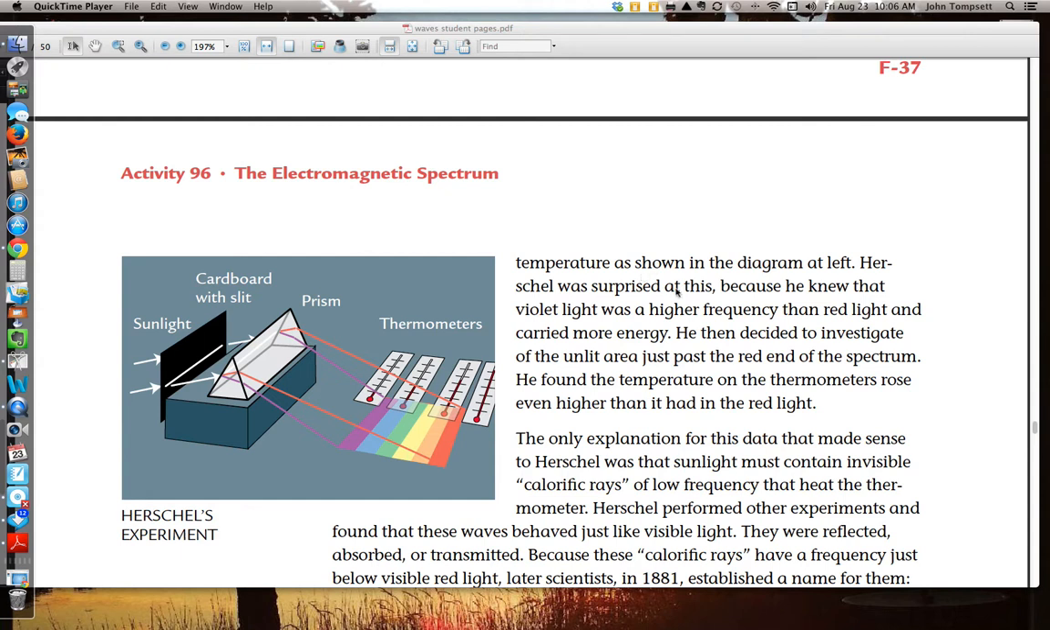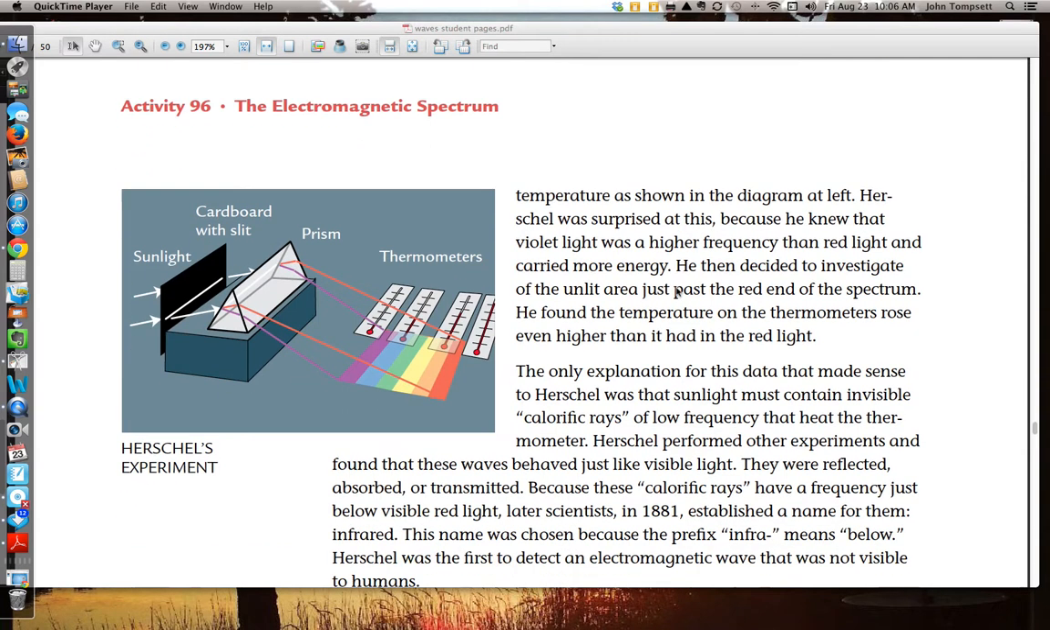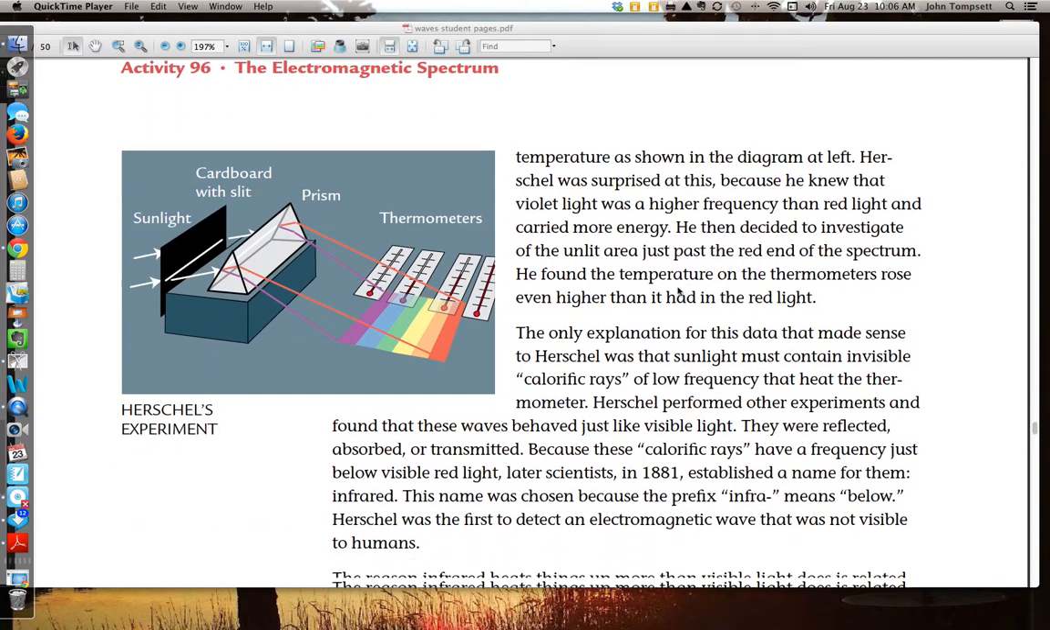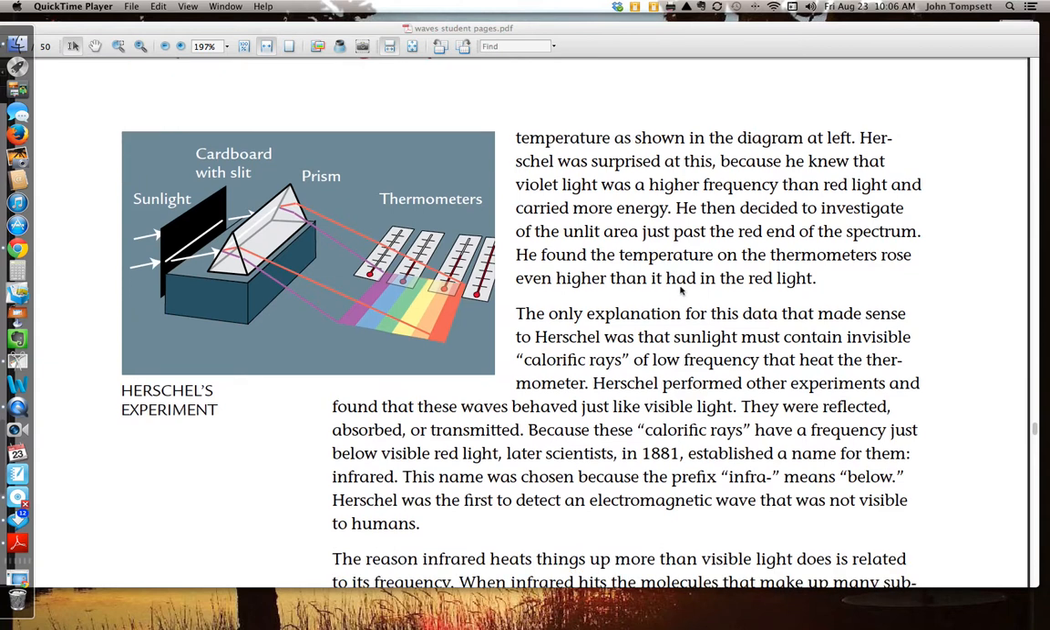Because these calorific rays have a frequency just below visible red light, later scientists in 1881 established a name for them. And the name was infrared. This name was chosen because the prefix infra means below. Herschel was the first to detect an electromagnetic wave that was not visible to humans.